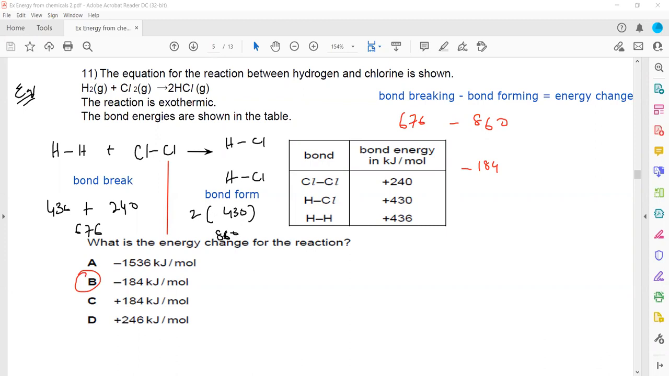And what is the kind of this reaction? Exo or endo? What kind of reaction is this? The energy change is negative. If the energy change is negative, what is the kind of reaction? So it will be exothermic.